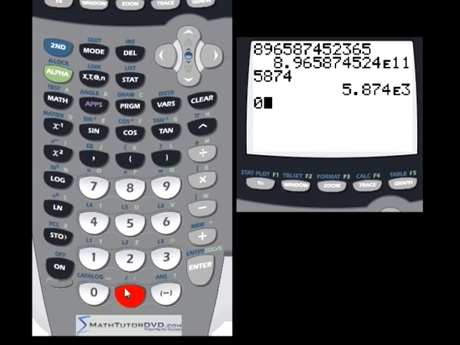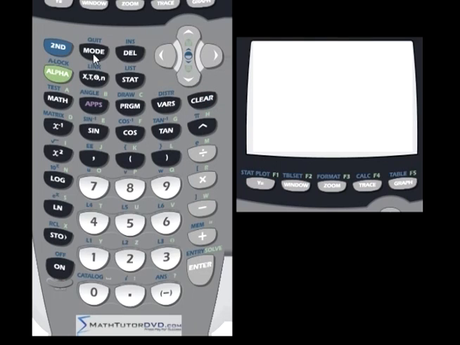If you put a very small number in here, a number less than 1, and hit enter, you're going to get 2.54 times 10 to the negative 1. So that means I start here at this decimal, I move it to the left, and that's exactly what I input into the calculator. So you'll be using the scientific notation mode quite a bit.